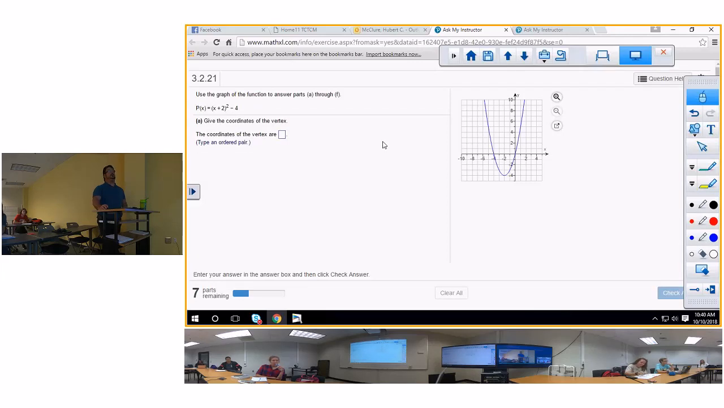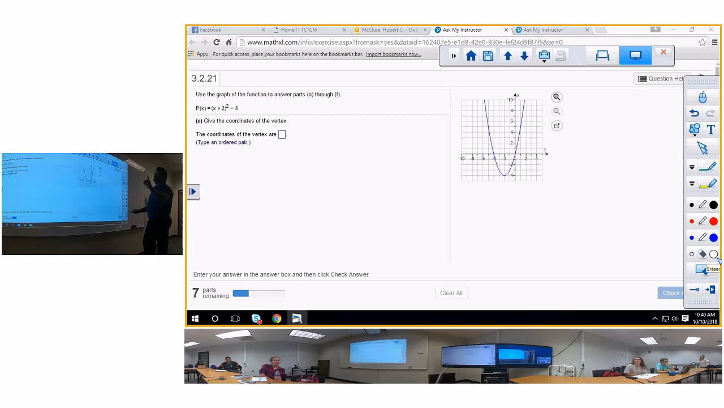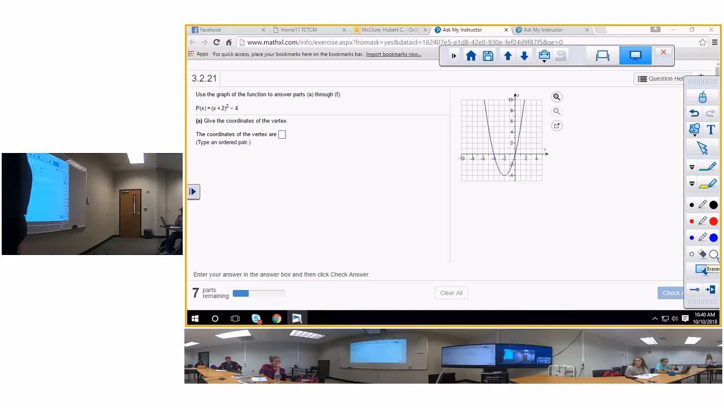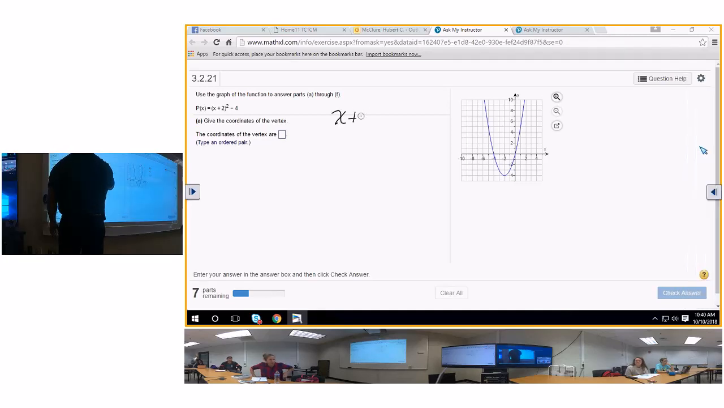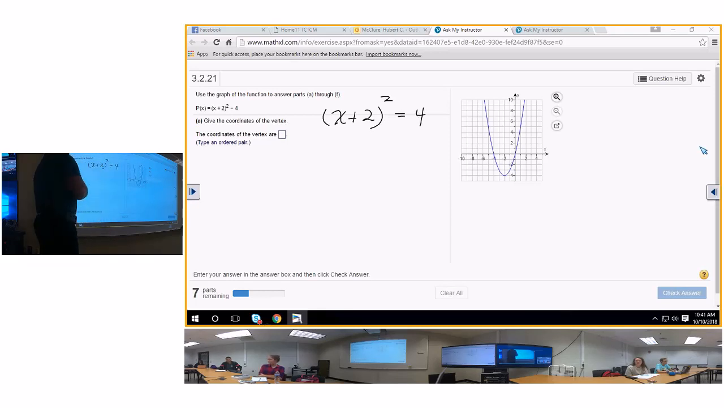Okay, this one is already done for you. You don't have to do complete the square. This is a good test question. I will put these on the test. So all you got to do is tell me what the vertex is. What's the vertex? Now remember, it's written in general form. The way that you're used to seeing it is like this: x plus 2, quantity squared, is equal to 4. And then you go, okay, f of x is equal to x plus 2, quantity squared, minus 4.